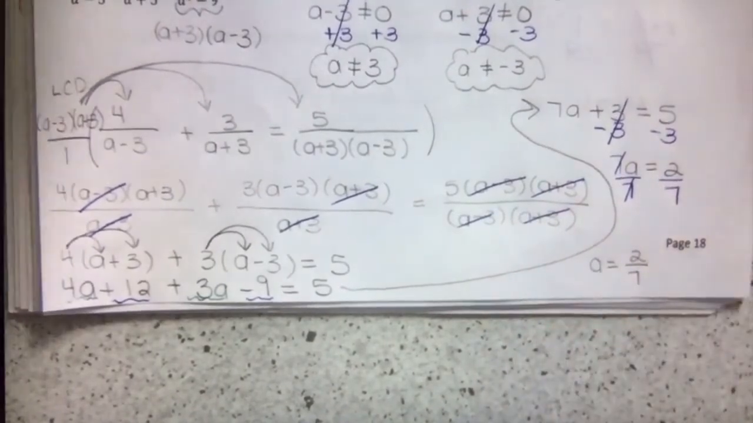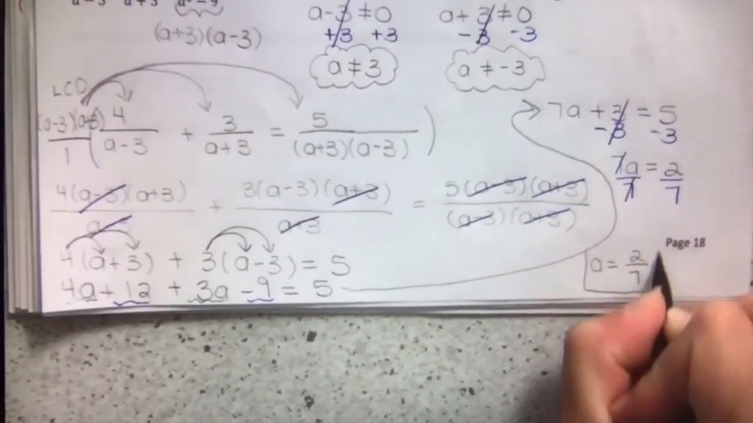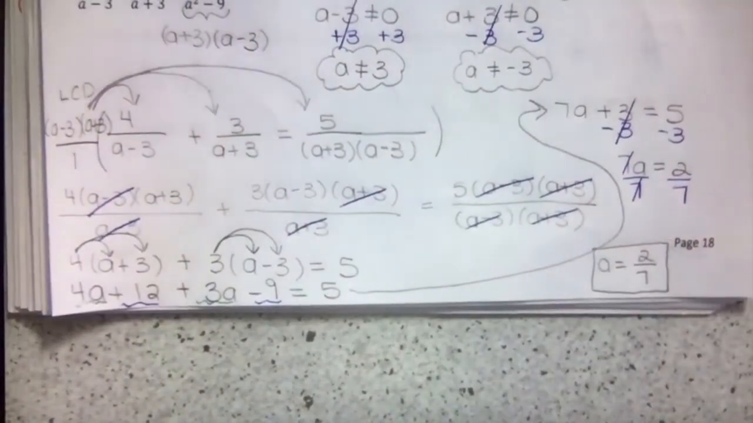2 over 7 cannot be simplified. There's no factors that 2 and 7 have in common. Is it okay that a equals 2 over 7? Yes, as long as it's not positive or negative 3, which it's not. So our final answer is a equals 2 over 7.